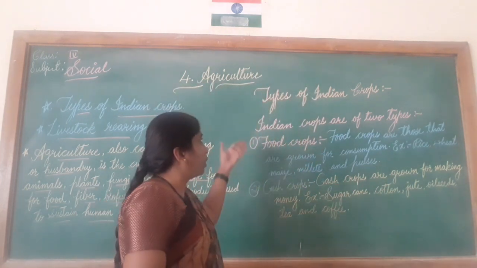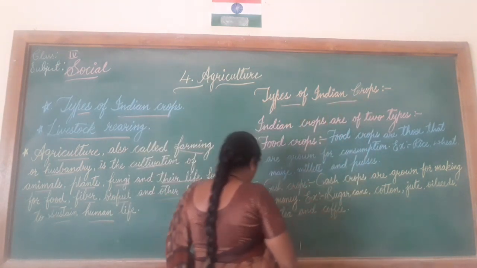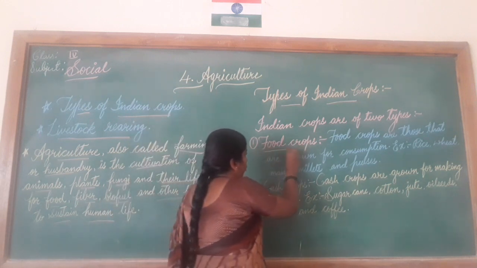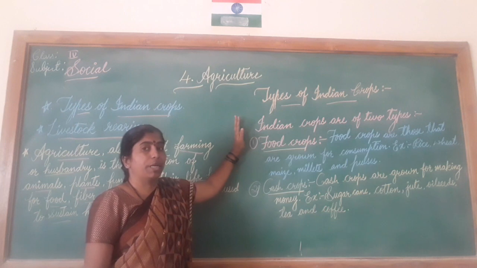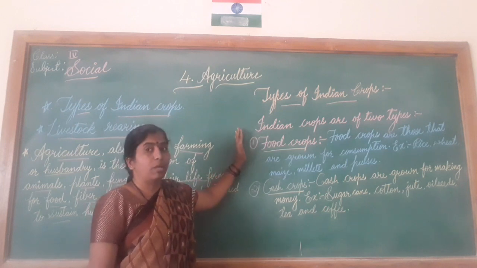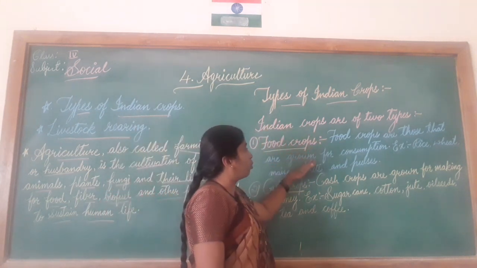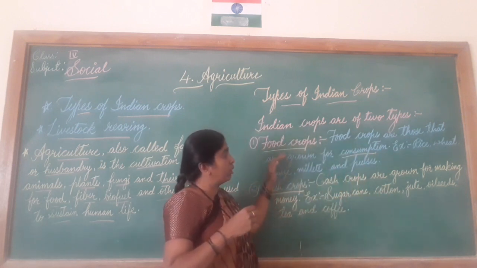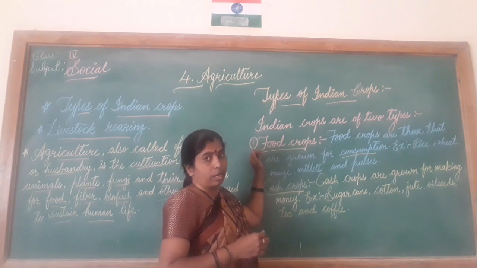Then we will study the types of Indian crops. So children, there are two types of Indian crops. First one is food crops and second one is cash crops. First, food crops. What is a food crop? Food crops are those that are grown for consumption. Consumption means eating. So these are the food crops which we grow to live. We eat these food crops in our life.